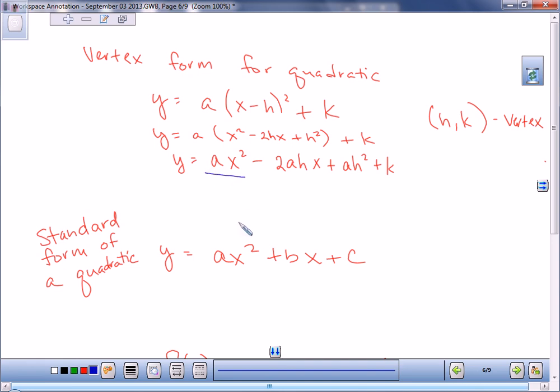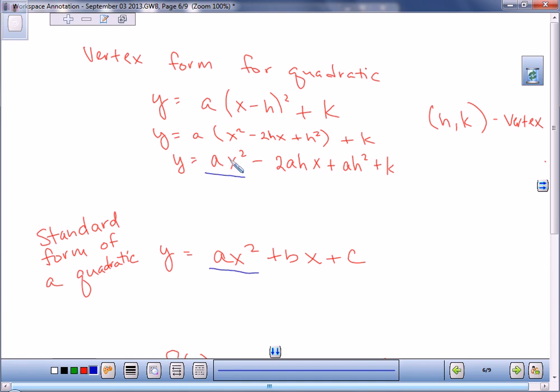Okay, do you see how when I expanded that, the first term, this quadratic term here, they're exactly the same, aren't they? So whatever the a is when it's in standard form would be the same a that you would see here in vertex form.